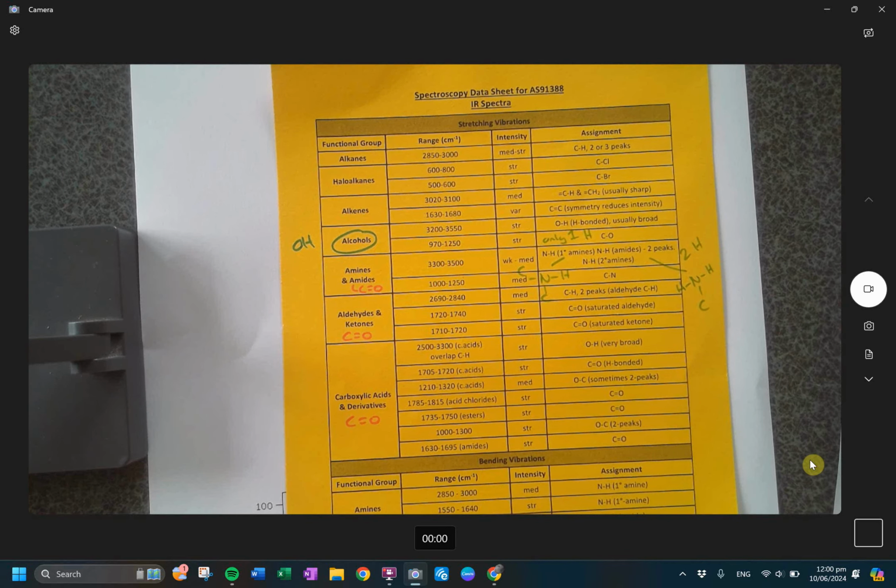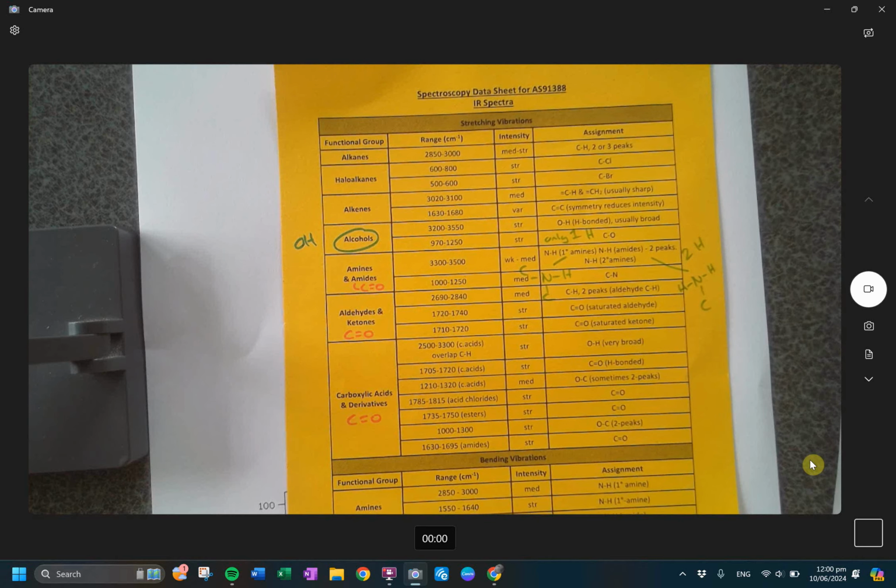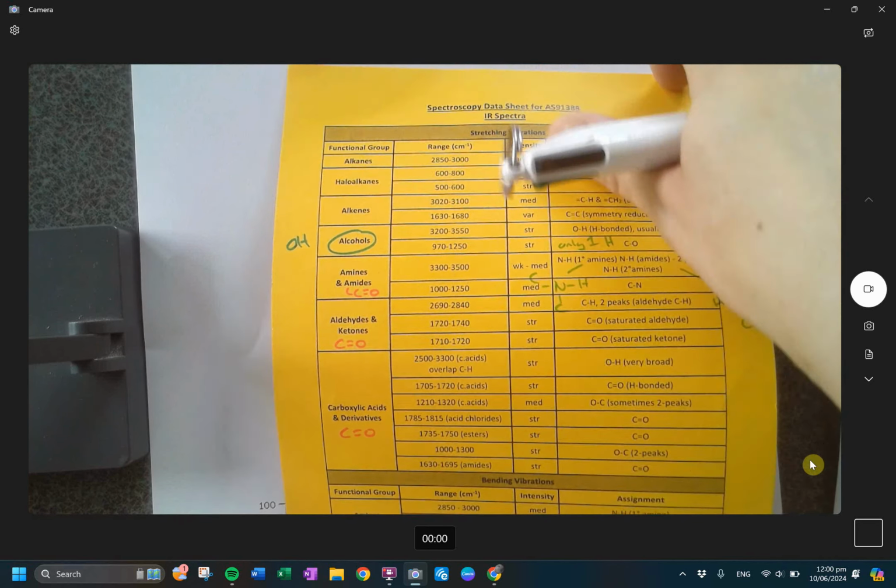Yeah? Did I have it right the first way around? Oh my God, I did. Did I? I have to look that up now. I'm kind of second guessing myself again with the amides, amine things. Anyway, don't worry about it.